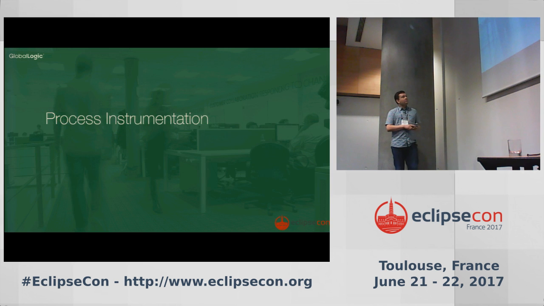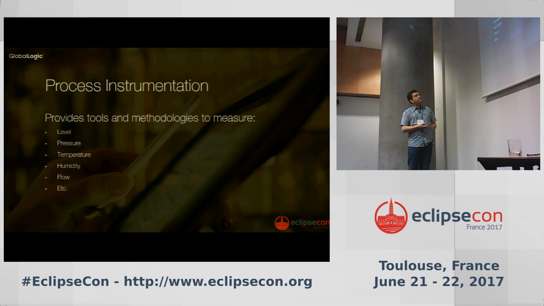So, process instrumentation. Process instrumentation is a part of process automation or process control, which is focused on measuring properties of mediums that are processed by factories or plants. Basically, there are some simple basic properties that can be measured, like level, pressure, temperature, humidity, flow, dimension, color. Simple things. And those simple things are input to higher process controls or process automation in order to take decisions or to stabilize some process.